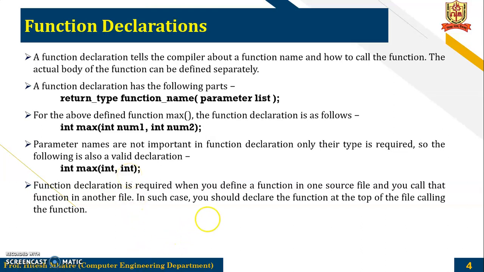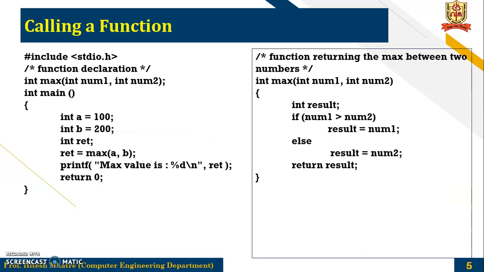The function declaration is required when you have to define a function in one source file and call the function in another file. In such a case, you should declare the function at the top of the file calling the function. So there is a possibility that you may define a function in another file and then call that particular function. In that case, you have to declare it at the top of the file that is calling the function.